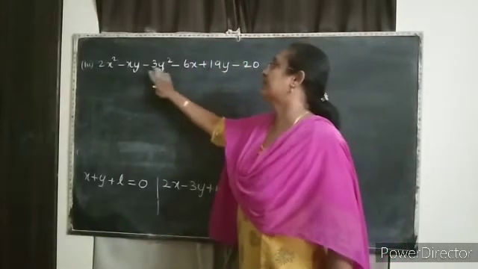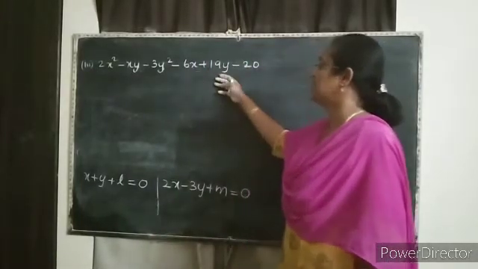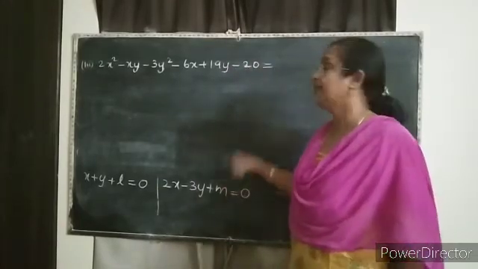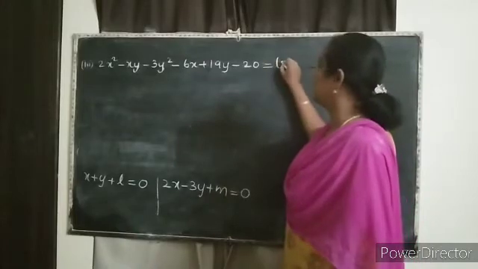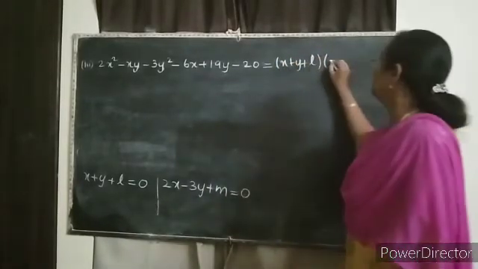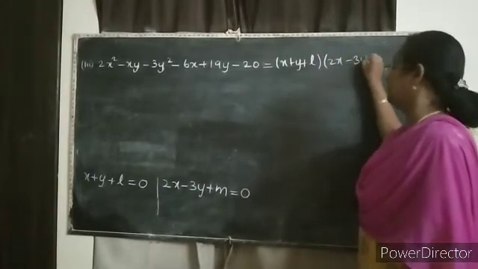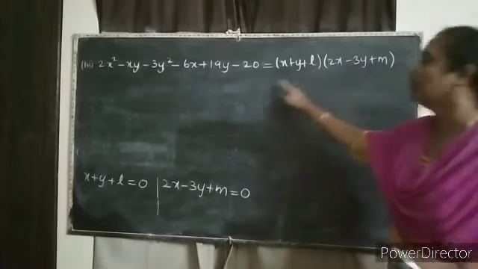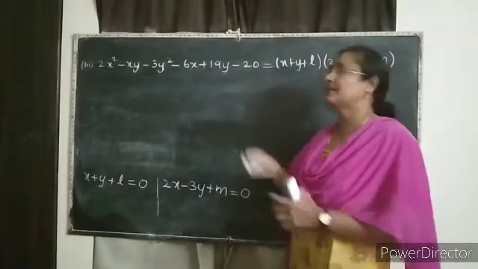2x squared minus xy minus 3y squared minus 6x plus 19y minus 20 equal to 0. This is equal to the combined equation: (x plus y plus l) into (2x minus 3y plus m). Even when we combine these two, it is equal.